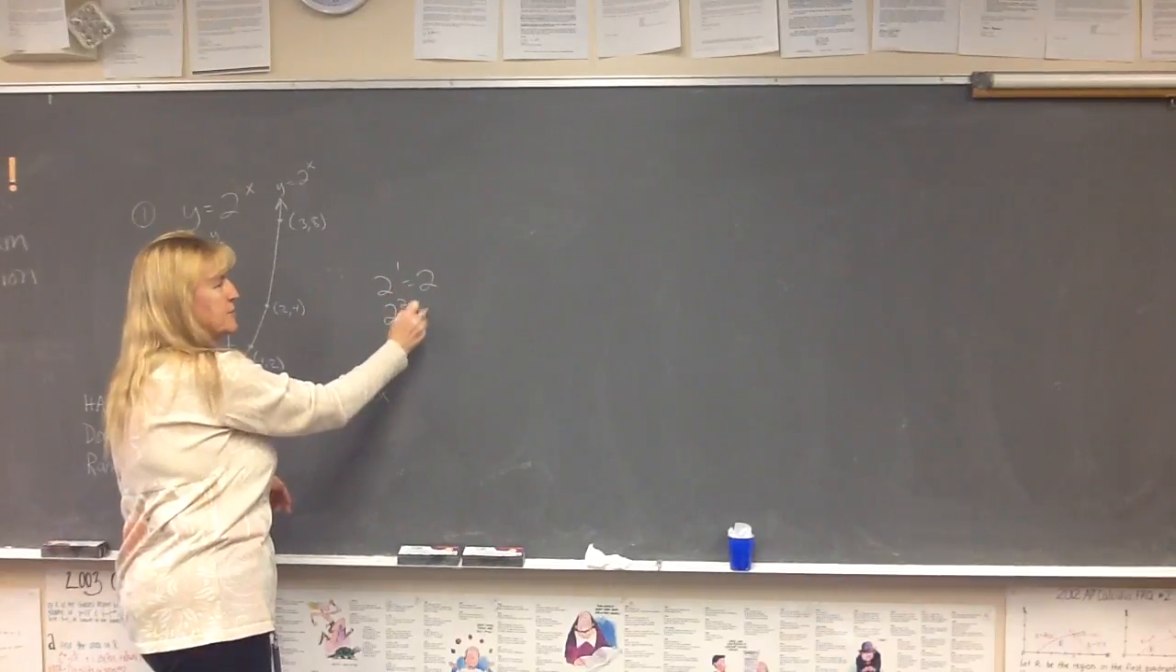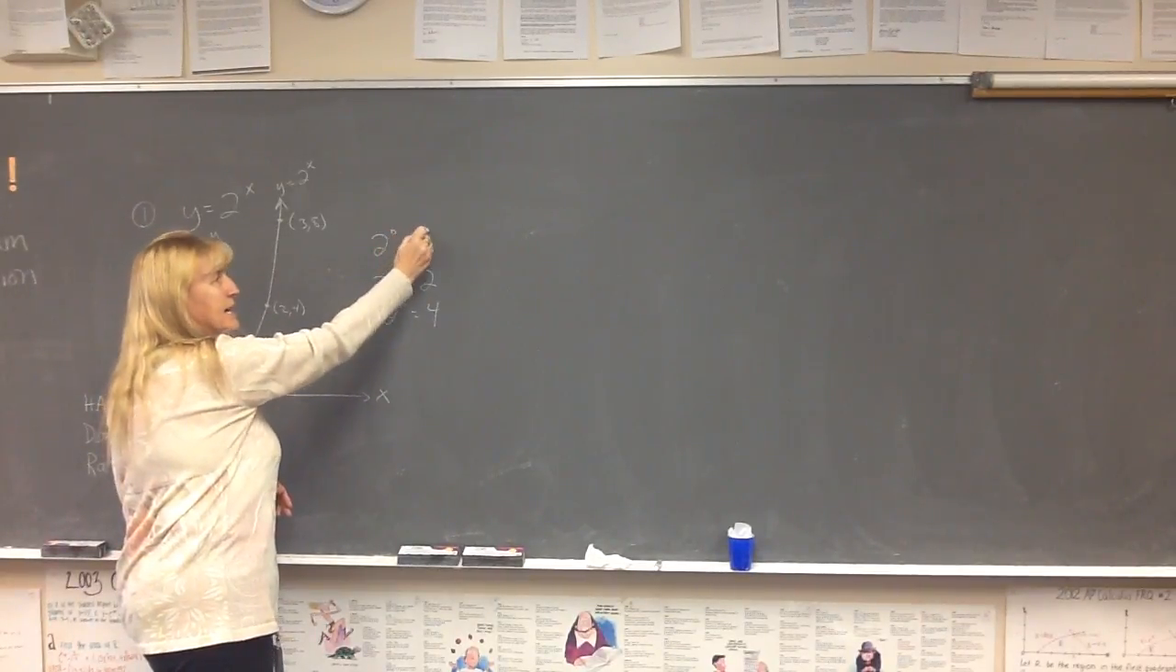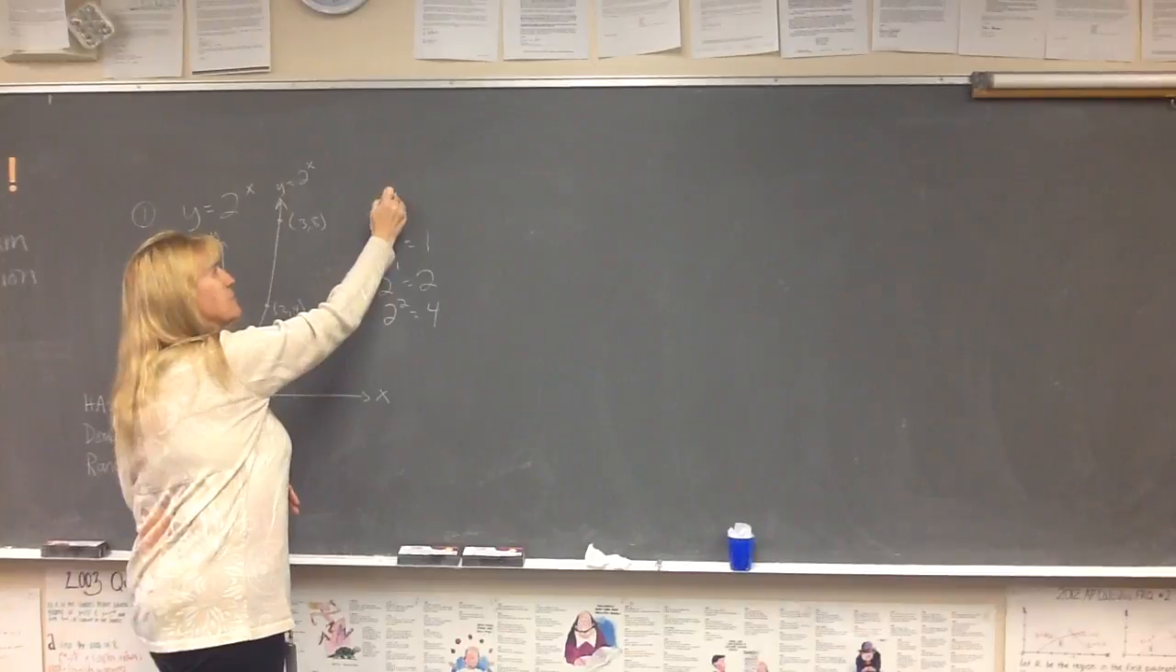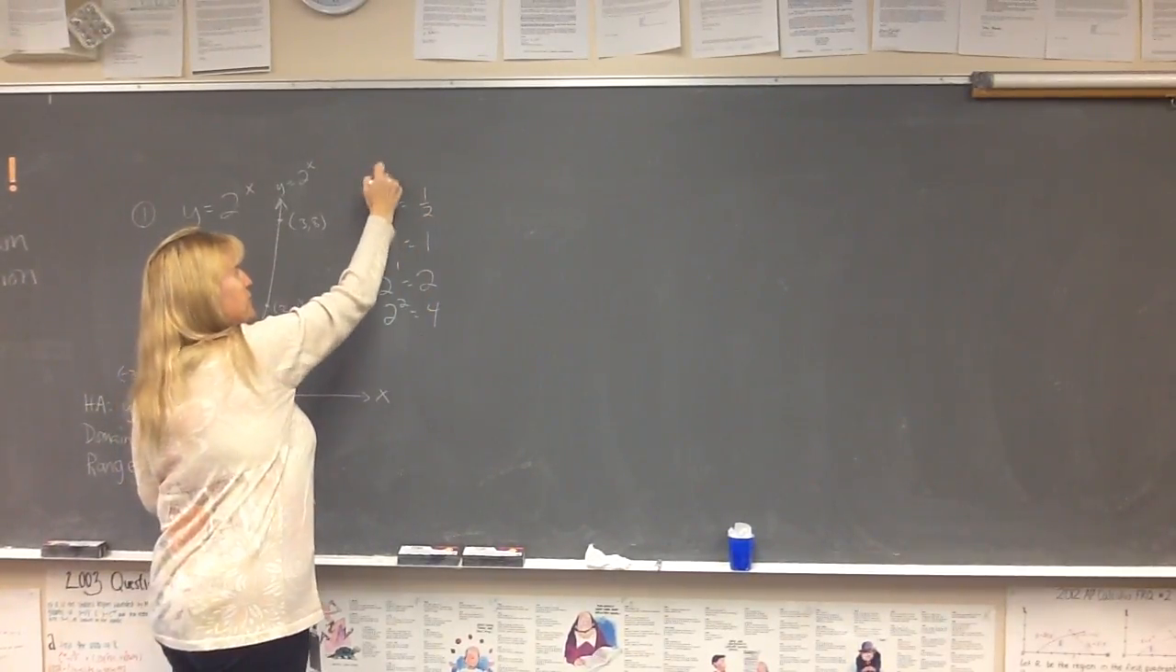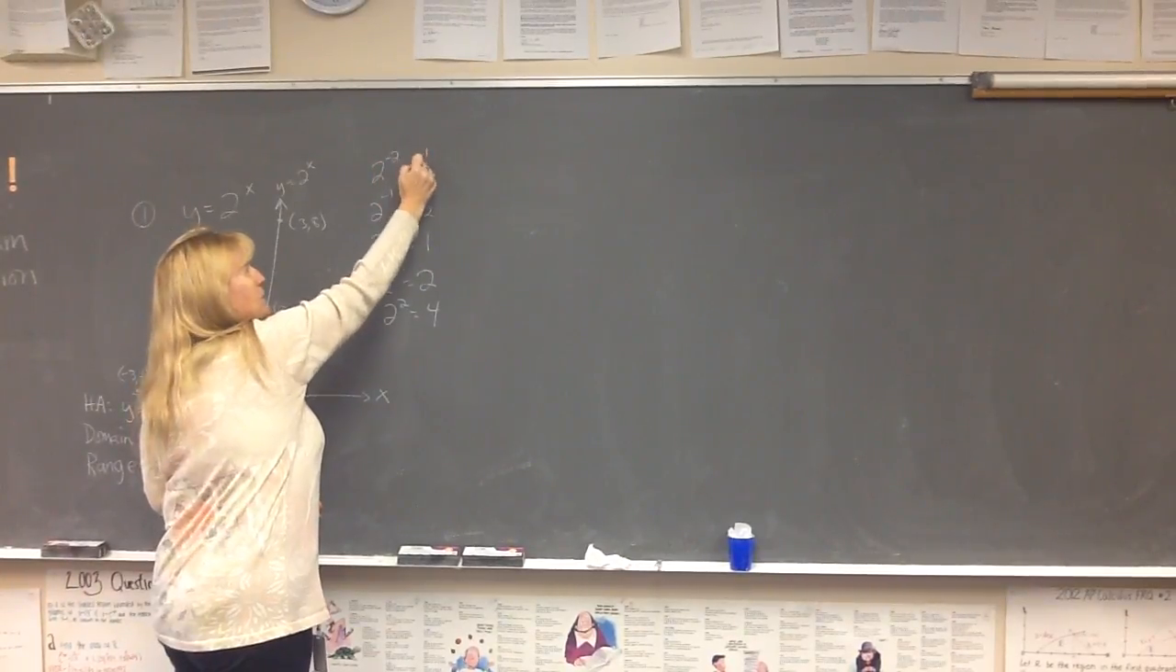If you take 2 to the second, you get 4. If I took 2 to the 0, I get 1. If I take 2 to the negative 1, I get 1/2. All of these are my powers, right? If I took 2 to the negative 2, I get 1/4.